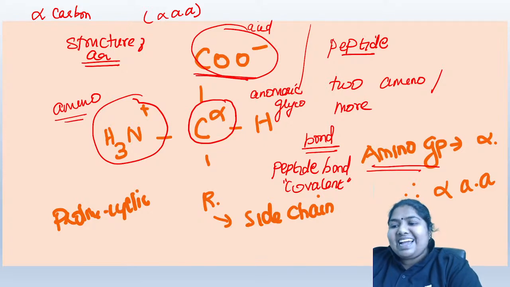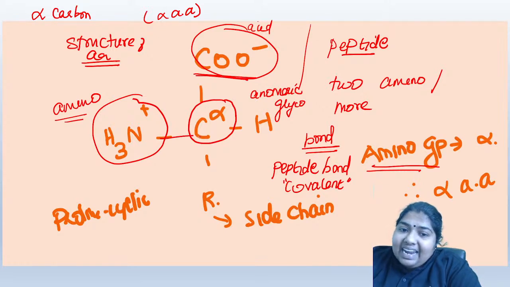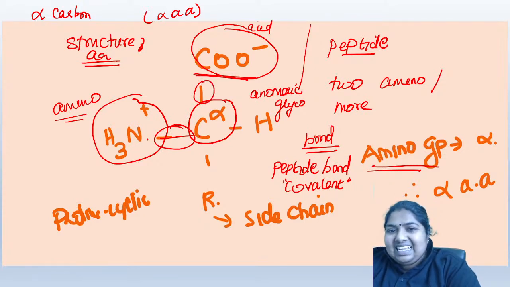Why is this C alpha very important? Because whenever we are going to study the bond angles, the bond between C alpha and N, C alpha and C, these are all very important. And between C and N, all these are going to be very important. So that is why I just wanted to highlight what is this C alpha.